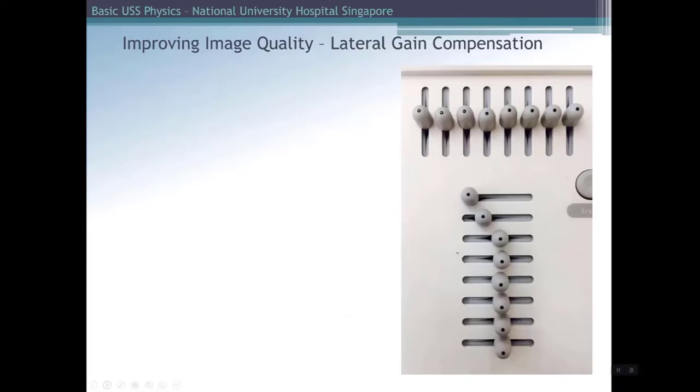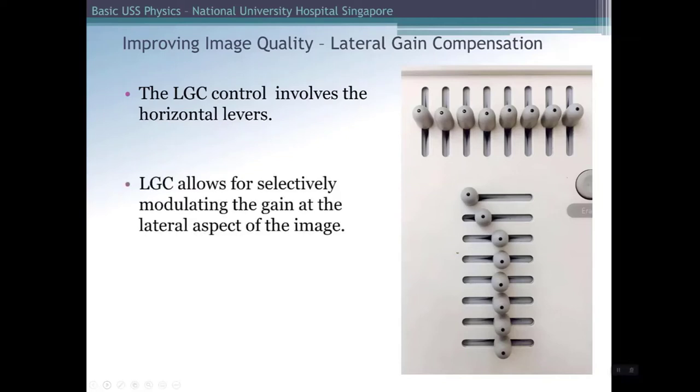We can use the same principle for the lateral gain compensation controls. Increasing the gain at the lateral borders of the image allows for image compensation as the echoes returning from the lateral edges are more attenuated due to scatter.